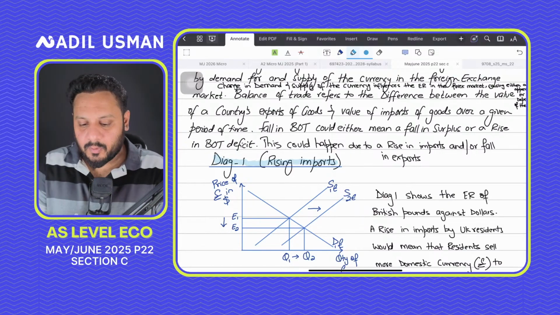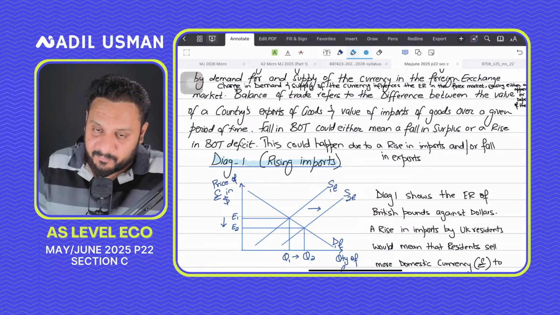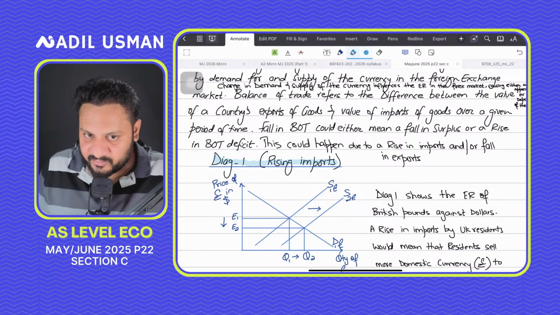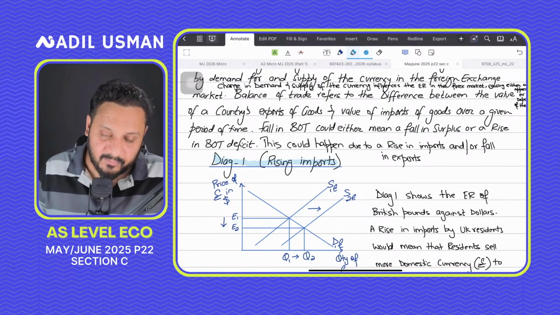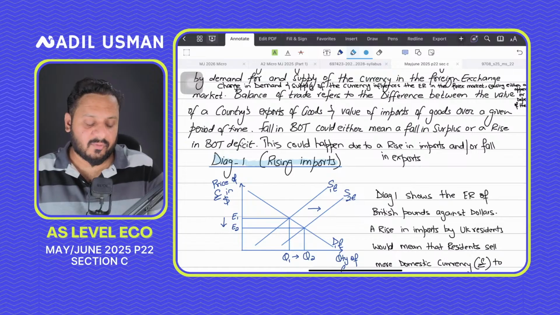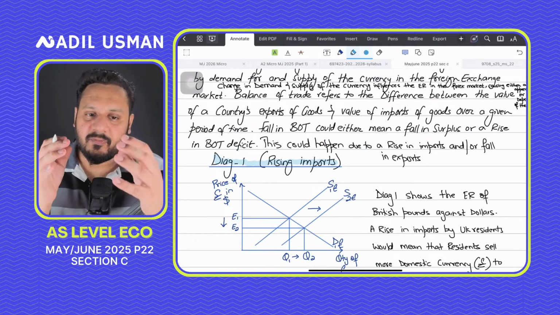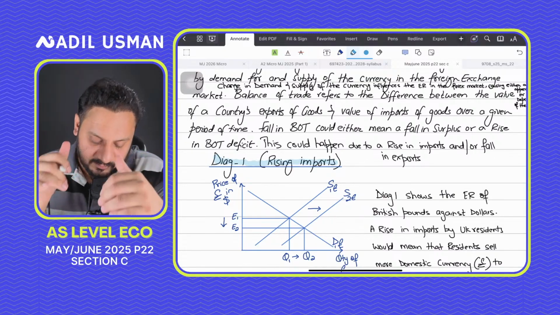So they're selling more pounds to buy dollars, let's say. And this would shift the supply of pounds or domestic currency to the right from S1 to S2, causing the pound to depreciate. So that is one reason that you've given. The second diagram that you need to make was about falling exports, because a balance of trade falling means that it's deteriorating. It could either be due to a fall in exports or a rise in imports. So rise in imports, you've explained it. Now you'll explain it through a fall in exports.